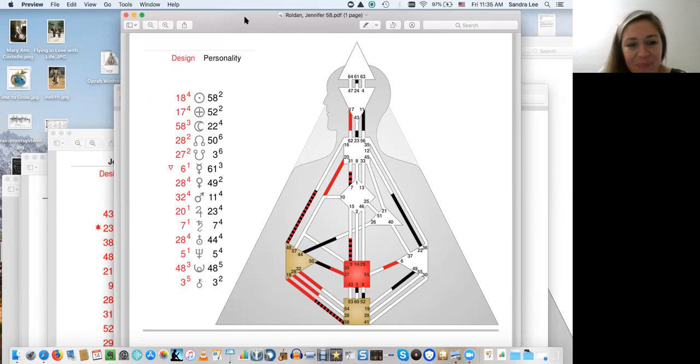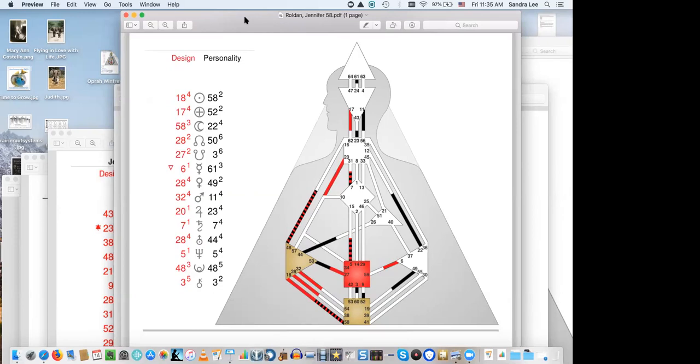Okay. So one of the charts that I chose was Jennifer's, and I chose it for a particular reason. Jennifer's conscious sun is the gate 58, the gate of joy of life. If we look at the root center, we're down at the bottom again. The 58 comes off the left side. So Jennifer is going to have a perspective of looking at things of joy of life.